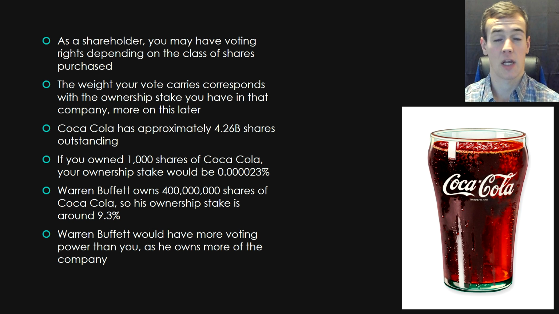So one thing that is interesting about being a part owner of a company is that as a shareholder, you may have voting rights depending on the class of shares purchased. And we're going to discuss this later on. But certain shares of a stock may entitle you to have voting rights where you can vote in major company decisions. And your question may be, how much of a say do you really have in these company decisions? Well, the weight your vote carries corresponds with the ownership stake you have in that company, and we're going to talk about this more when we cover voting shares, but I'm going to give you a brief example comparing a small Coca-Cola investor to Warren Buffett, a very large Coca-Cola investor.